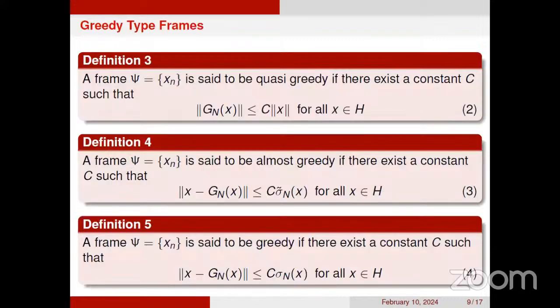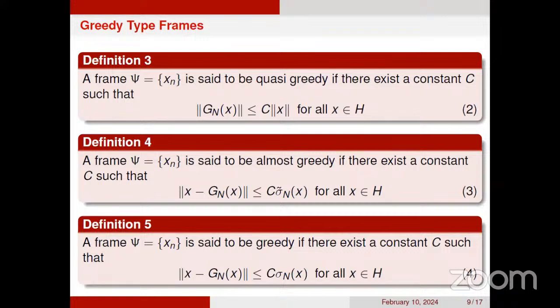Here are the definitions of the greedy frame and greedy-type frames. The first one is quasi-greedy. A frame is said to be quasi-greedy if there exists a constant C such that inequality 2 holds for all x belonging to the Hilbert space H. Next is the almost greedy frame. A frame is said to be almost greedy if there exists a constant C such that inequality 3 holds for all x belonging to H.